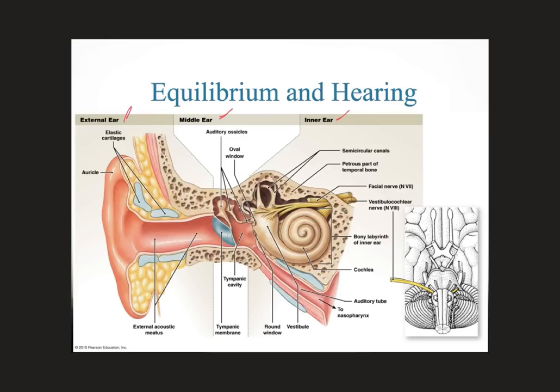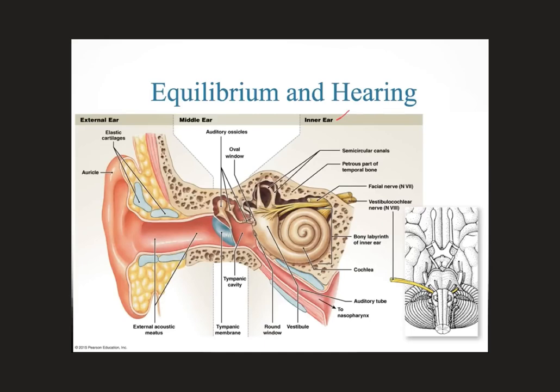The external ear is going to be constituted of what we call the auricle, or your earlobe. It's going to be constituted of your external acoustic meatus, which you guys should remember from lab. Your tympanic membrane, which is this membrane that's made up of a very thin connective tissue, and it's very sensitive.